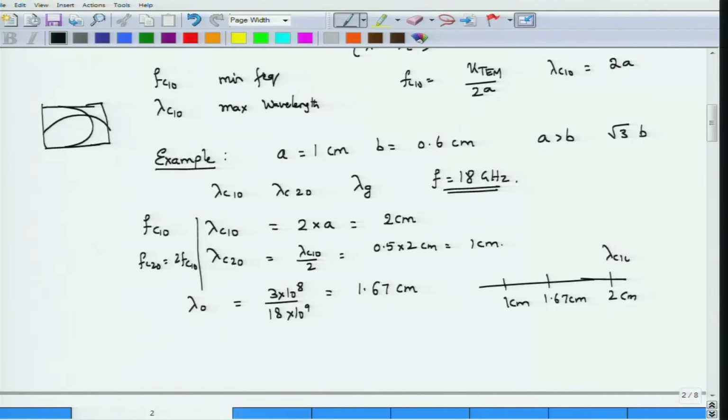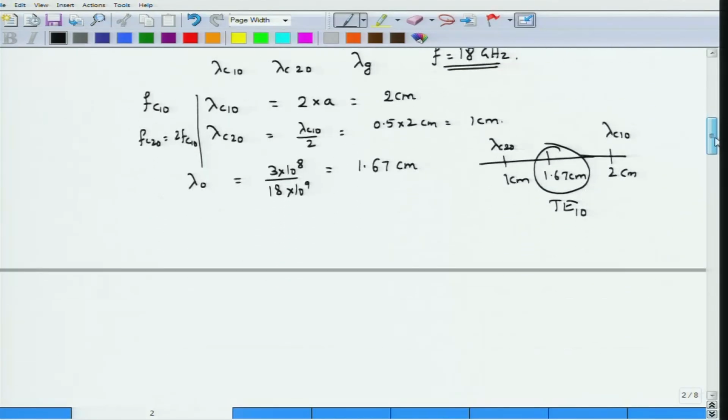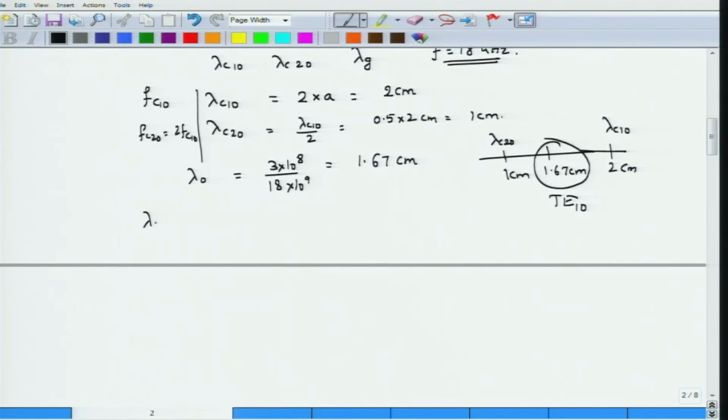This is lambda c 10, this is lambda c 20. So, this particular waveguide is operating in the TE10 mode, as we can see, and its lambda 0 is given by 1.67 centimeter. So, this is actually single mode propagation, only the TE10 mode is propagating. What is the corresponding guide wavelength lambda g? Lambda g is nothing but lambda 0 divided by square root of 1 minus f c 10 by f whole square. Or equivalently one can find the relationship in terms of lambda also, but f c 10 is easy to calculate.